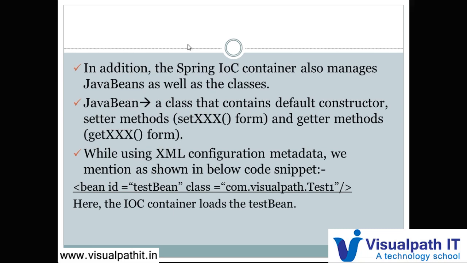Here the Spring IOC container manages Java beans as well as all the classes. A Java bean is a particular class that contains the default constructor, setters in the form of setXxx, meaning that particular name form, and getter methods, getXxx, meaning the get method name, whatever it is based on our requirement. While using this XML configuration metadata, we mention it as shown in the code snippet below.